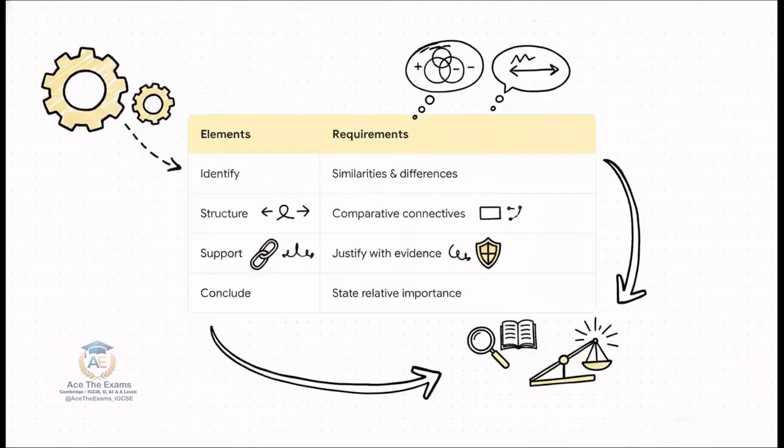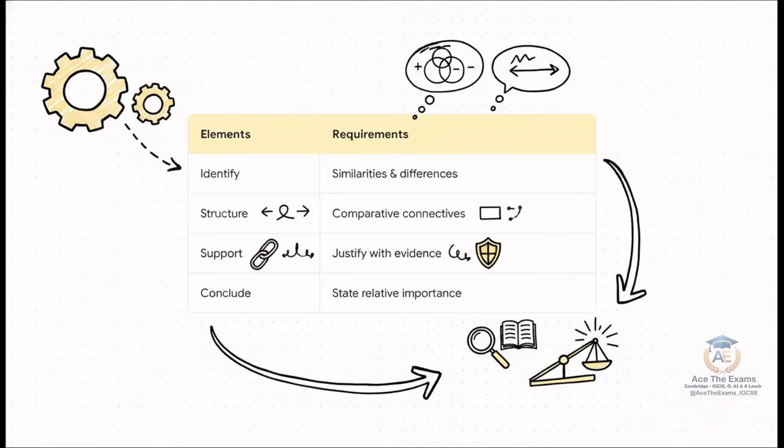First, identify both similarities and differences. Second, structure your answer using comparative connectives, words like whereas, conversely, or similarly. Third, support every single comparison by justifying it with evidence from the scenario. And finally, conclude by stating the relative importance of your findings.